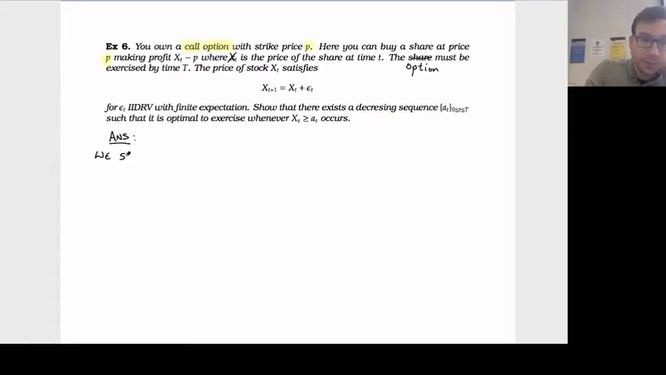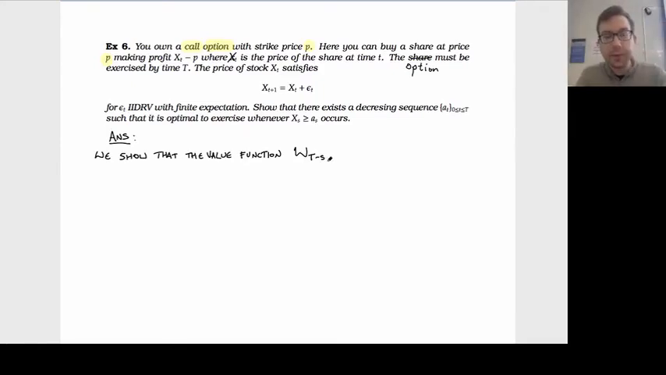We're going to show that the value function W of t, little t, of x. So that means we're at time t, the value of the stock is x, and W is the most amount of money I can expect to make by making a decision when to stop and exercise the share option.